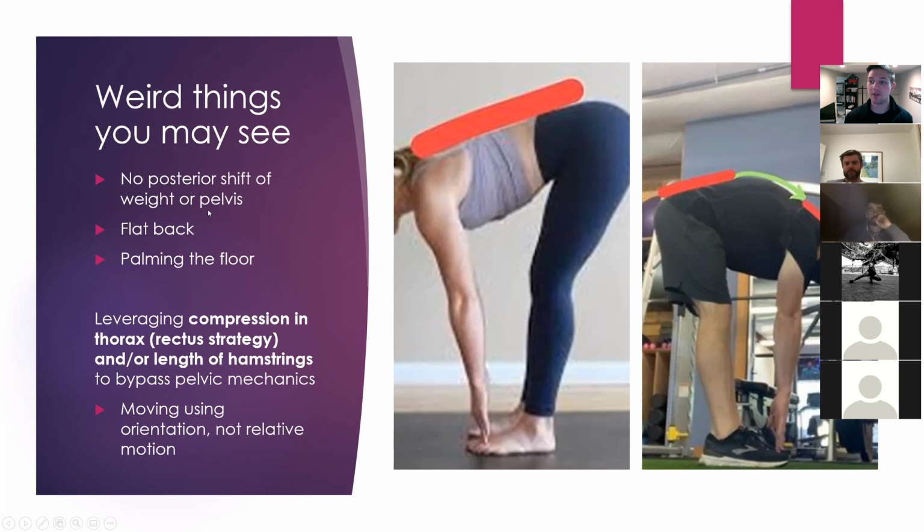If you see no posterior weight shift of the pelvis and they just palm the floor, you know they're leveraging a compression strategy and/or the length of their hamstrings, and they're bypassing the pelvic mechanics. Instead of using relative motion, they're just dumping forward. So instead of going from here to here and then back here, they're just doing this.